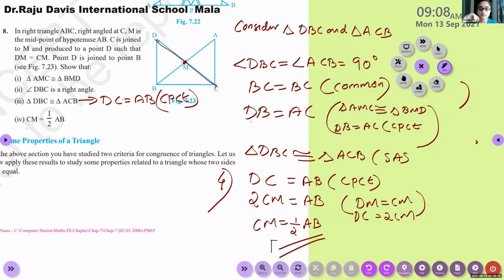So DC means 2 CM. DC is total. CM and MD are equal. So DC we can write 2 CM. 2 CM equal to AB. So CM equal to half AB. Okay. Is that clear, Vinayak and Leah? Is that clear? Yes, ma'am.